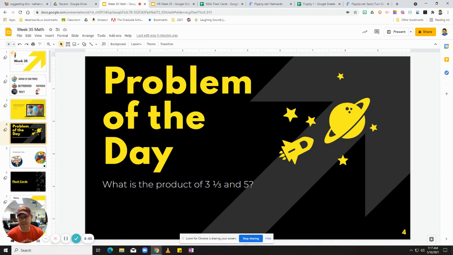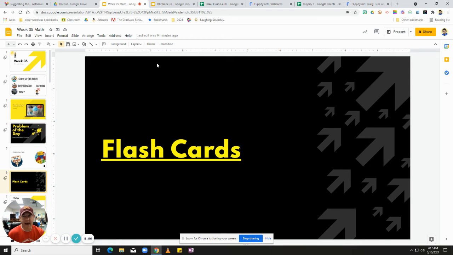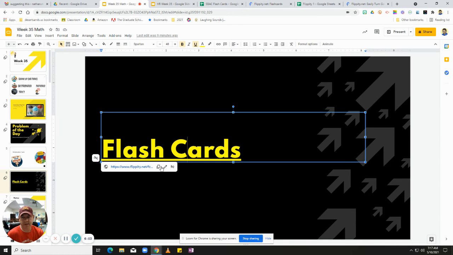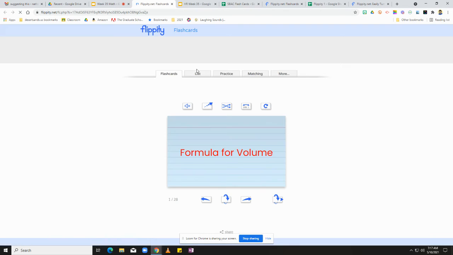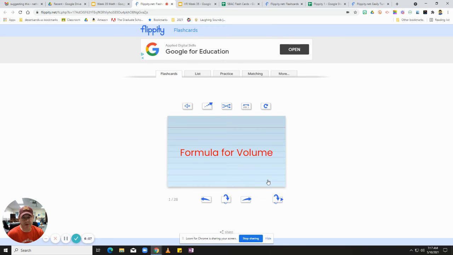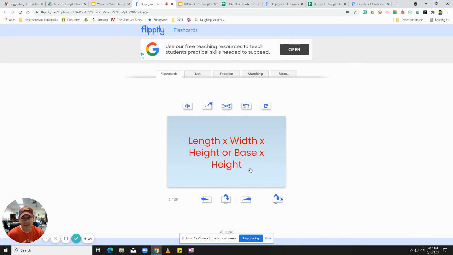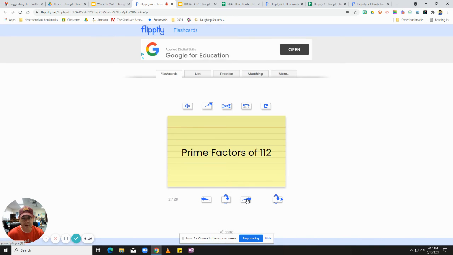If not, let me show you here. I'll put this in Google Classroom, your flashcards using Flippity. So if I click the link here, look, we have flashcards right here. It says the formula for volume. Oh yeah, length times width times height, base times height. You click it, it gives you the answer. Then you can go to the next one.